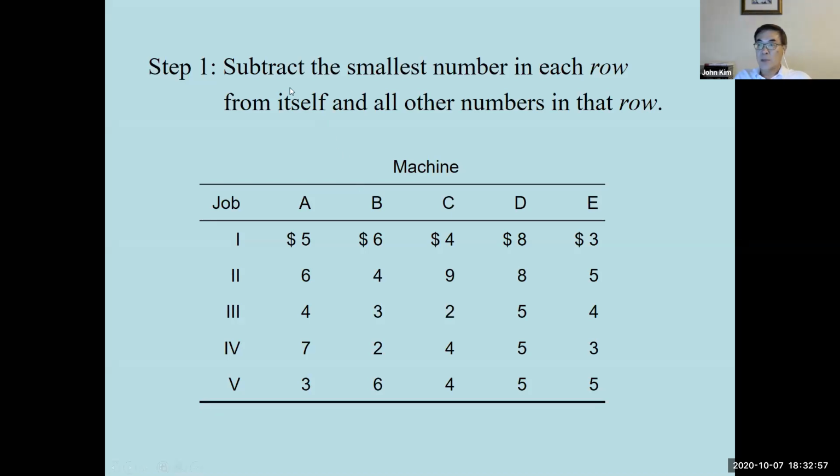Step 1, subtract the smallest number in each row from itself and all other numbers in the same row. So first row, the smallest is this one. So subtract the smallest from each number on the same row. So 5 minus 3 is 2, 3, 1, 5, and 0. Change it like this. Then second row, 4 is the smallest.